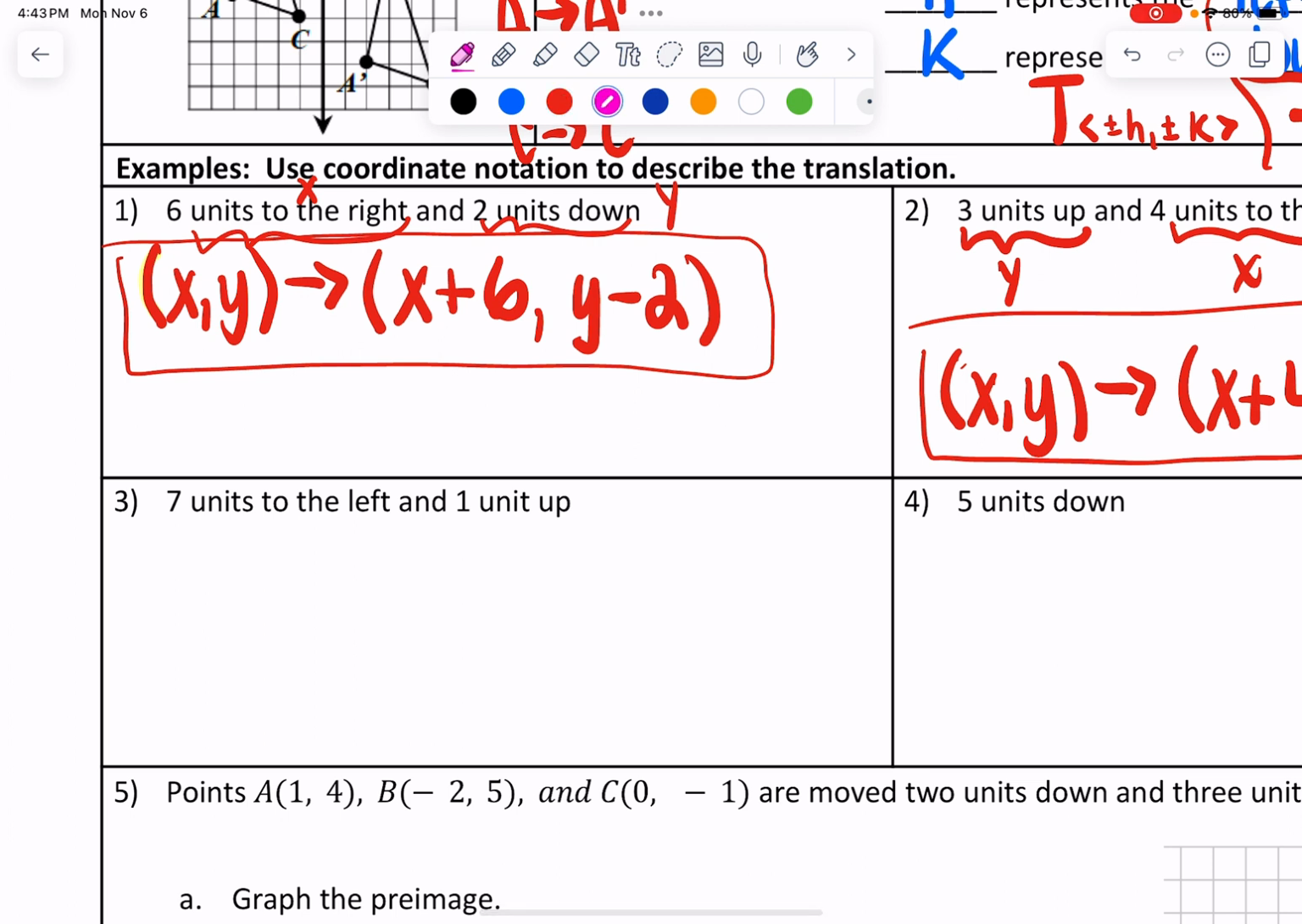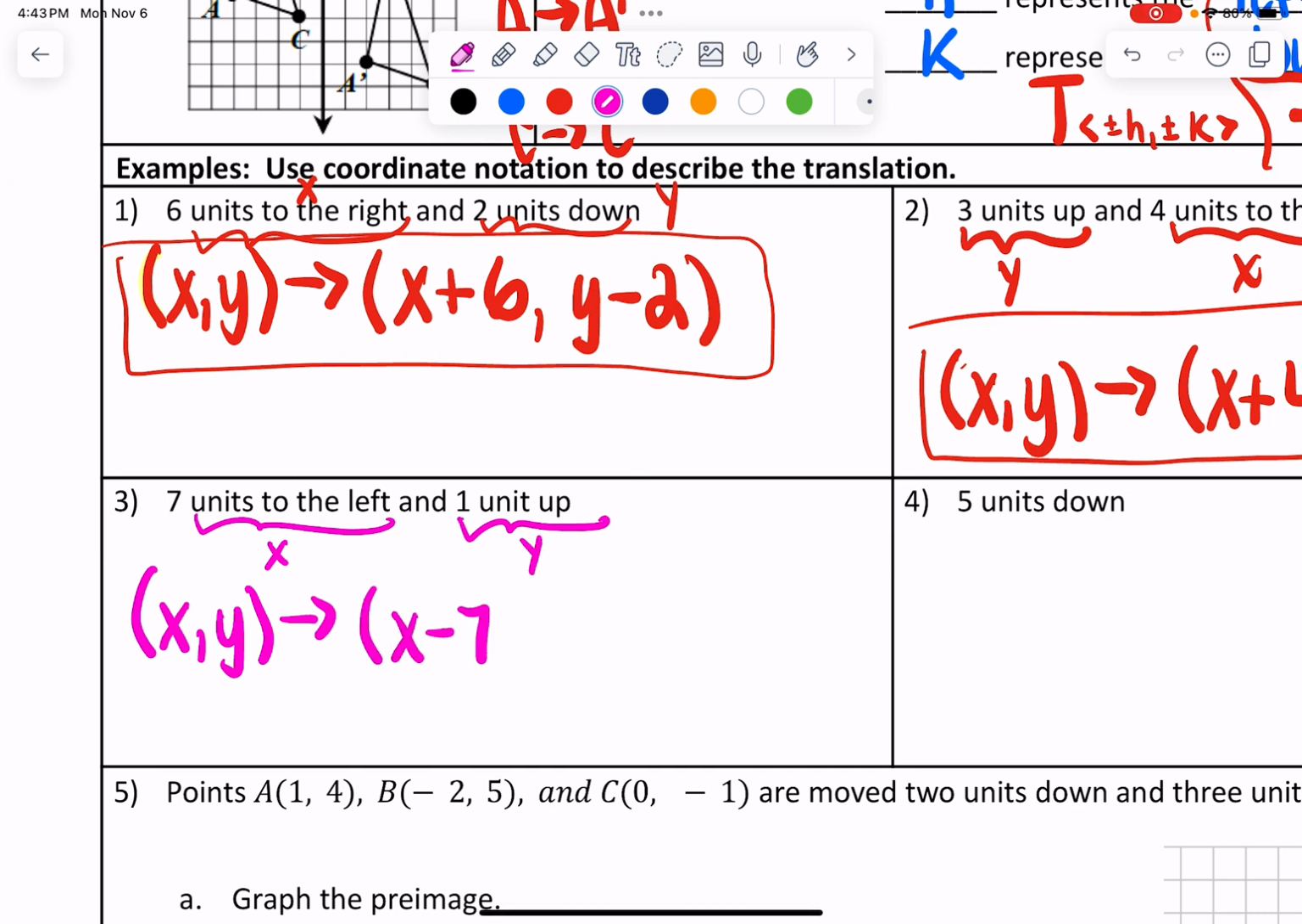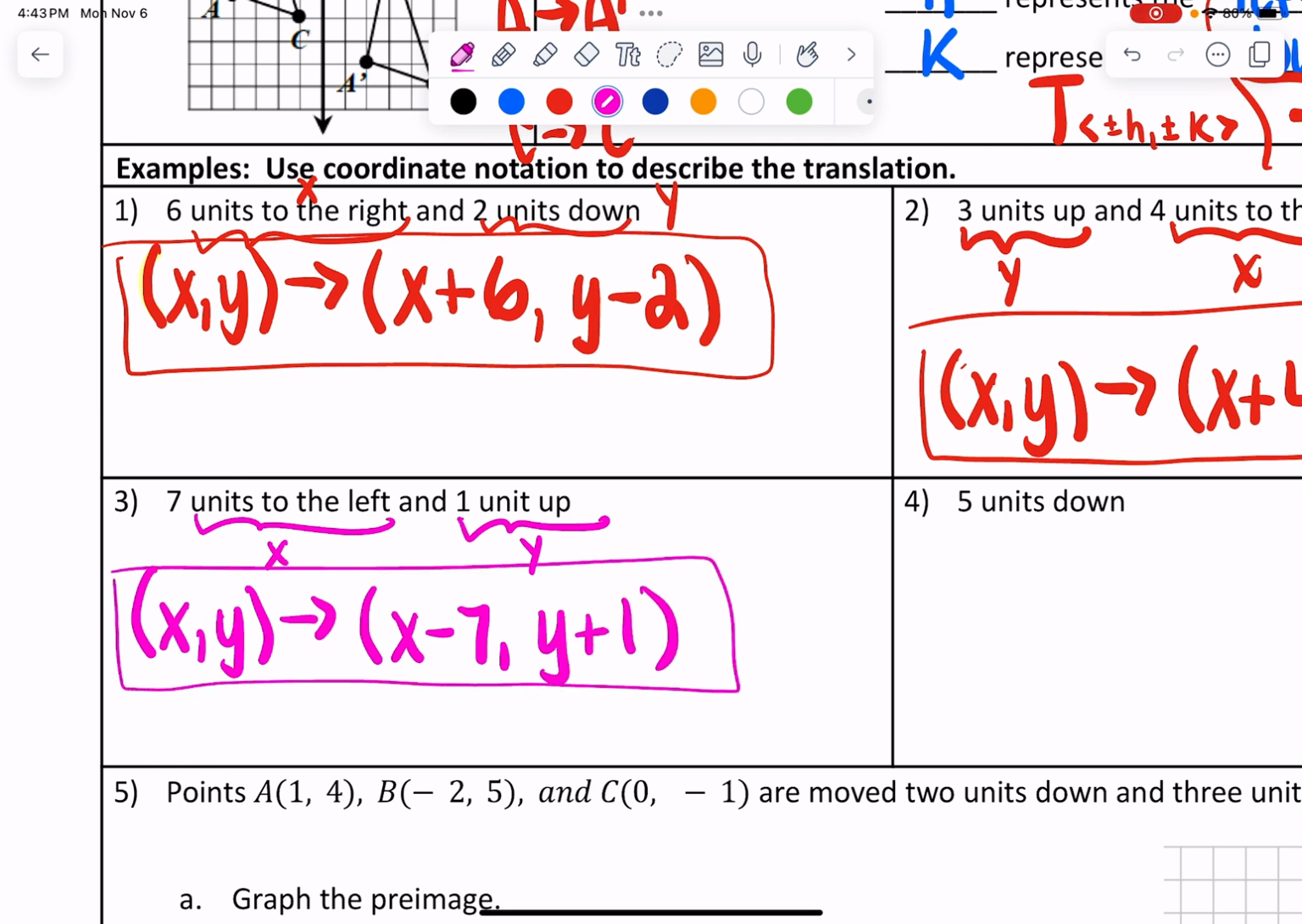Okay, so for number 3, check your answer. You would have x comma y. It's going to be 7 units to the left, so that's x, and then 1 unit up deals with y. So it's going to be x minus 7, comma, y plus 1. And that's it.